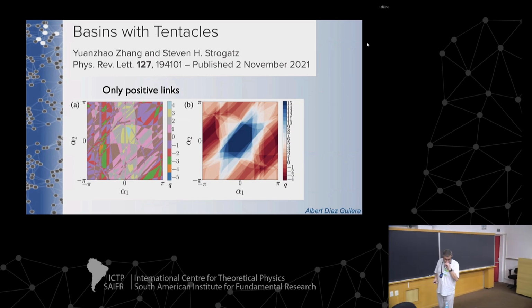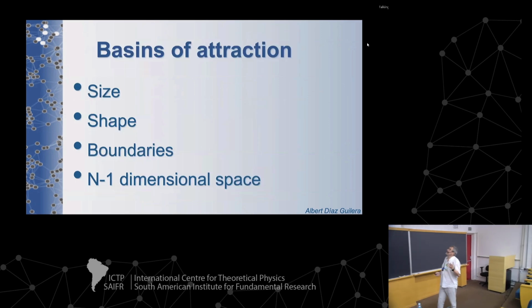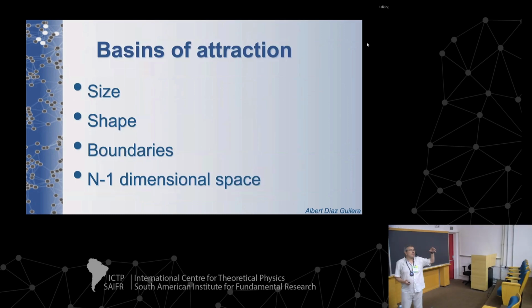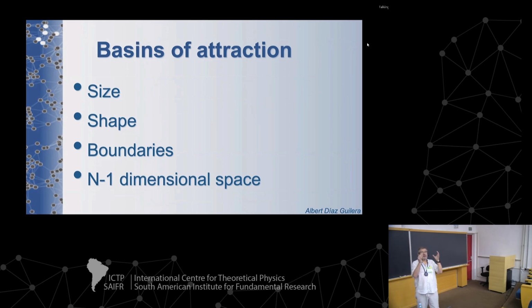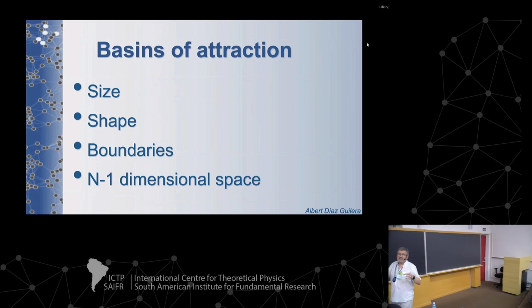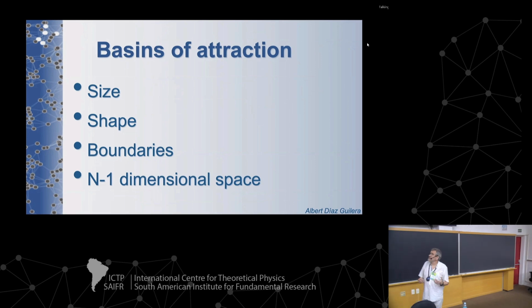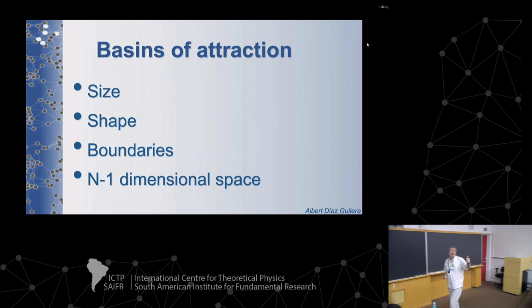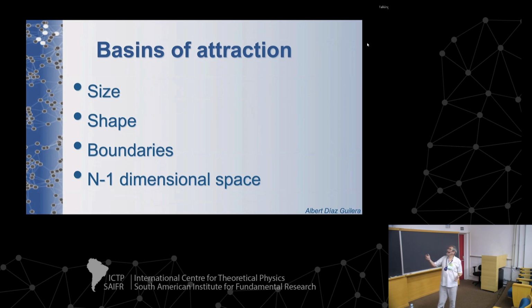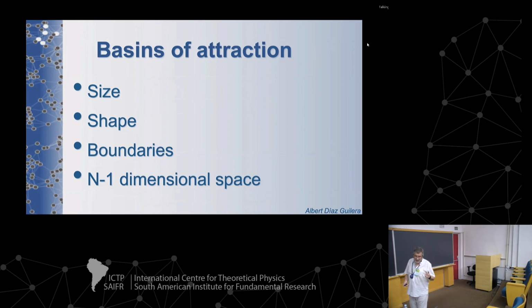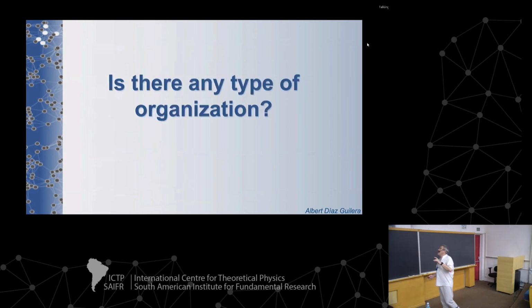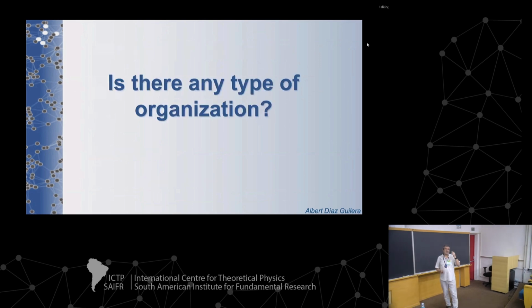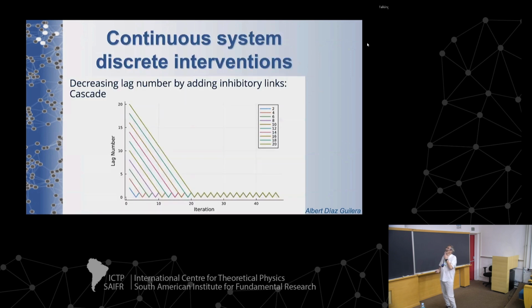Okay, so this is what we have. We have the basins of attraction. We want to characterize our system, because now we know it's not only synchronized, it will end up in some different attractors. We want to identify what happened with these attractors. What do we know about the attractors: we have the size, the shape, the boundaries, and of course, like I was saying before, we have this in an n-1 dimensional space. Remember that not all the phases are independent. Is there any type of organization in these basins of attraction? Well, we will try to find them, and this is a very surprising result.